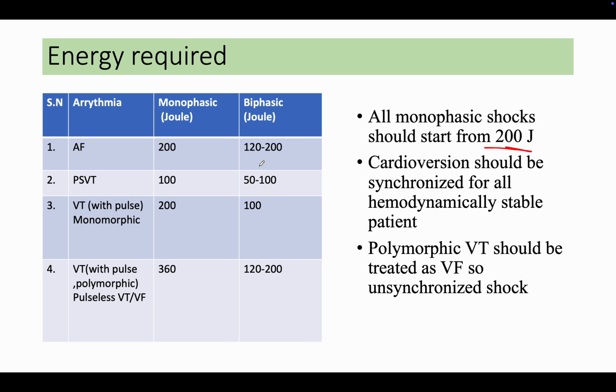If the patient has atrial fibrillation, you can give 120 to 200 joules. If the patient has PSVT, you can give 50 to 100 joules. For VT with pulse that is monomorphic, you can give 100 joules. For polymorphic VT or pulseless VT or VF, you have to give 120 to 200 joules. So if the patient has monomorphic VT with a pulse, you can give 100 joules only. But if the patient has ventricular tachycardia with a pulse but the VT is polymorphic, then you have to treat it as VF and give 120 to 200 joules.